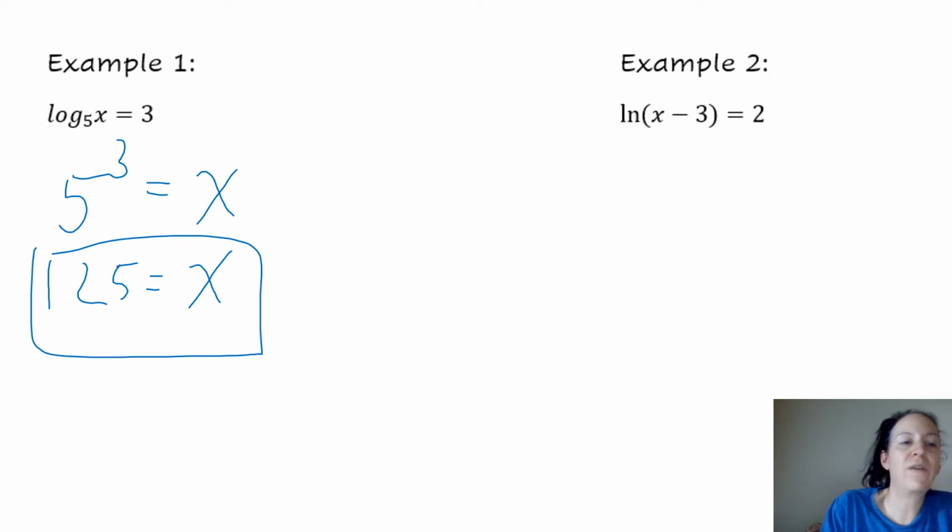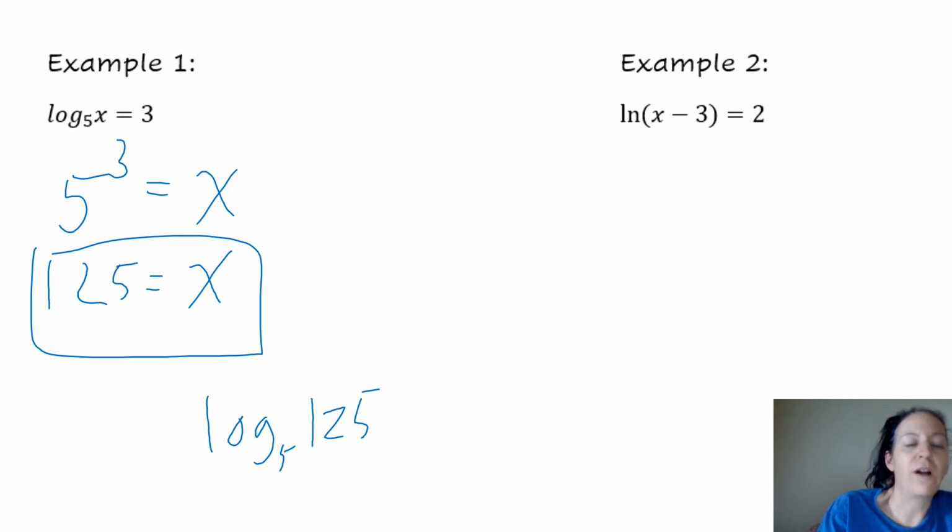So 125. And again, double check your answer. Just make sure that it's not going to give you the log of something negative. So log base 5 of 125. And this you could actually check on your calculator, because you know how to do that. Punch in log base 5 of 125, and your calculator should tell you 3.